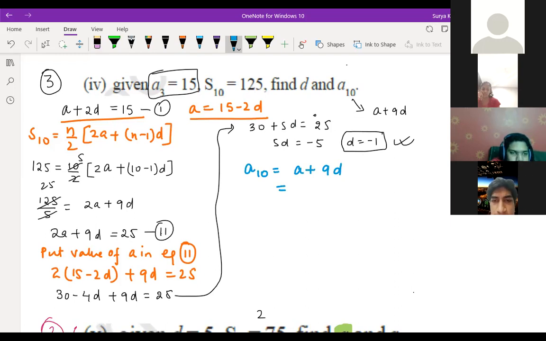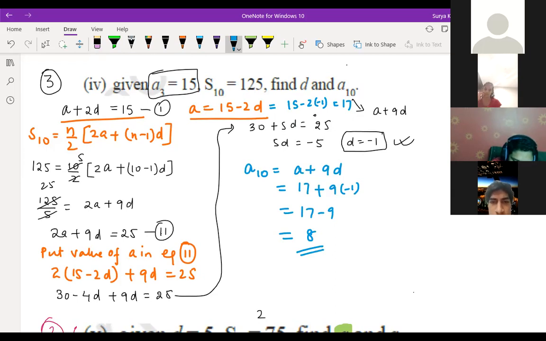So first you find A from here. A is equal to 15 minus 2D, 2 into minus 1. So you're getting 17, correct? So right here 17 plus 9 into minus 1. So 17 minus 9, that is what? 8. Answer is the same. Once you match, children, is the answer same or different? Hemant, check the answer whether it's correct or not. Sir, it's correct. Okay, fine.